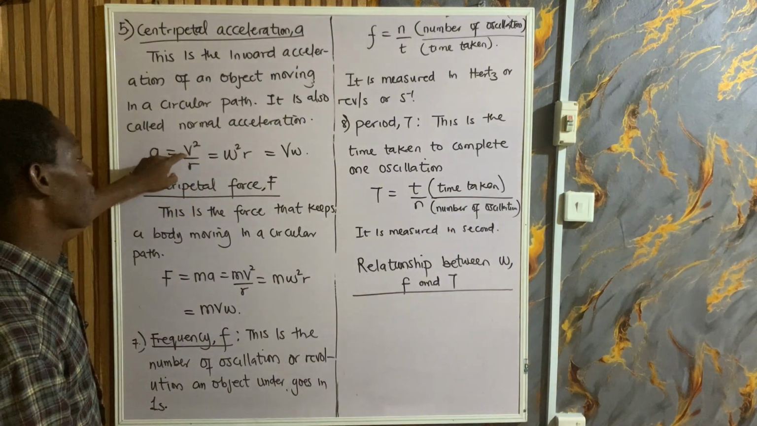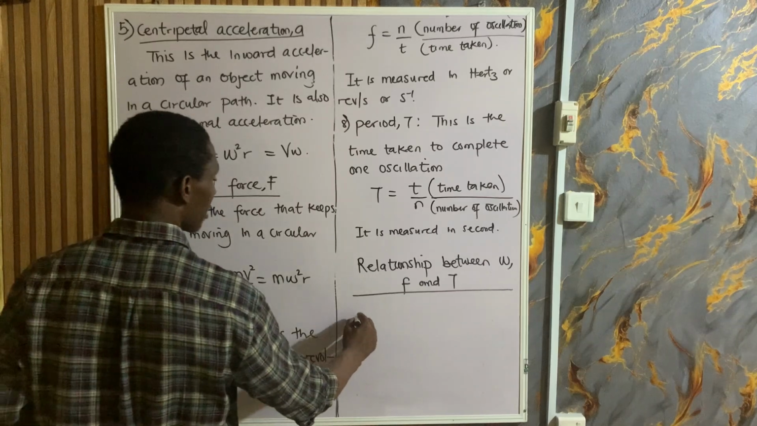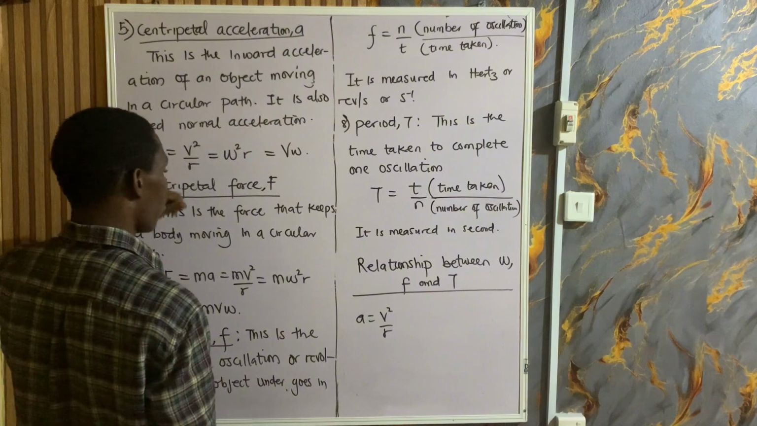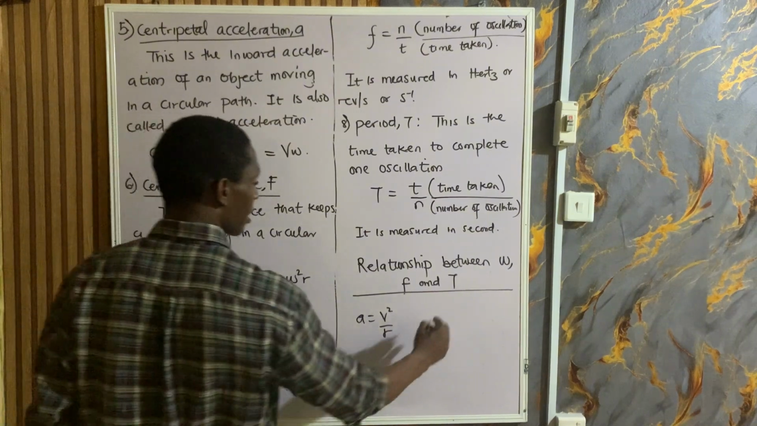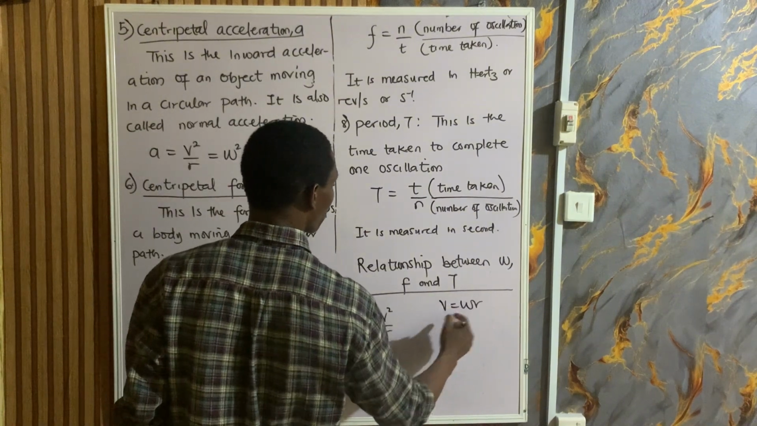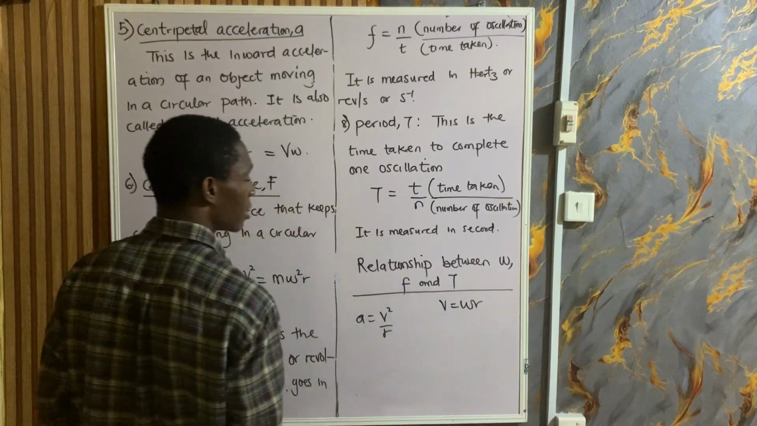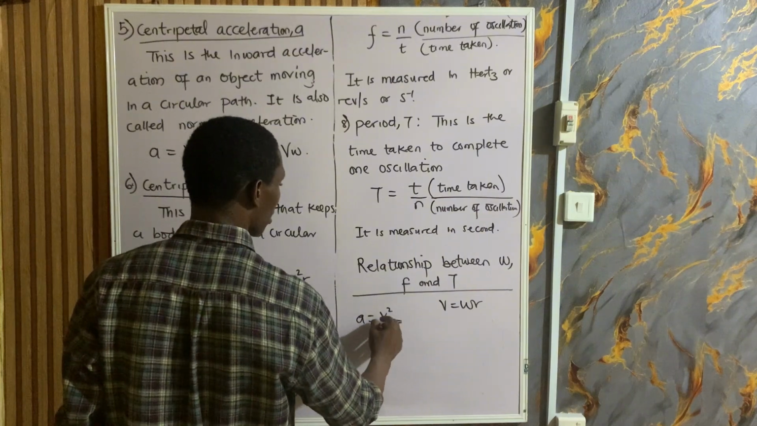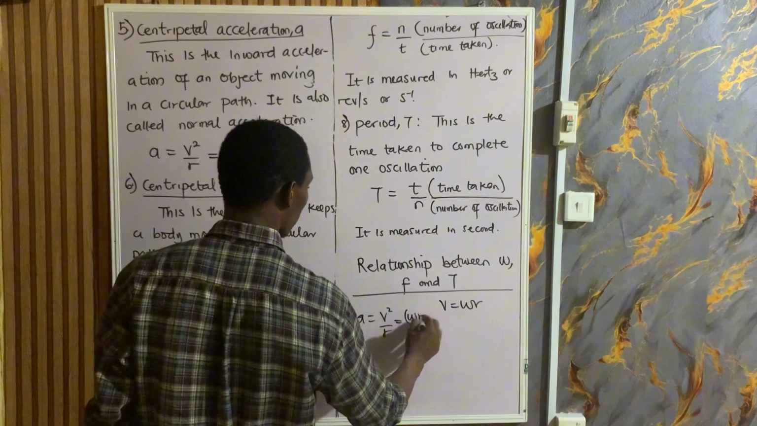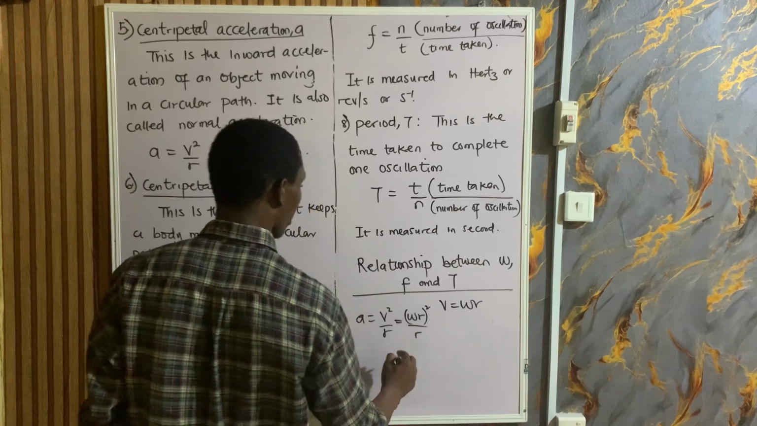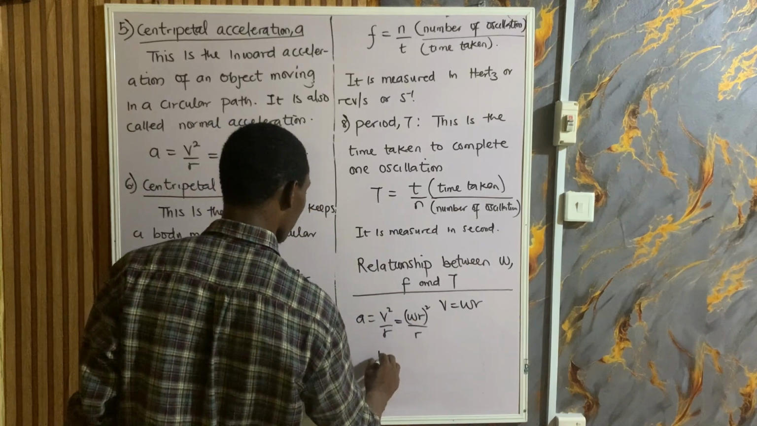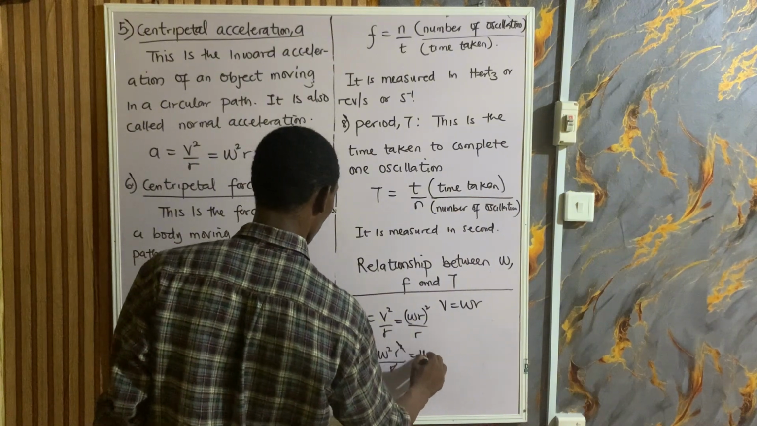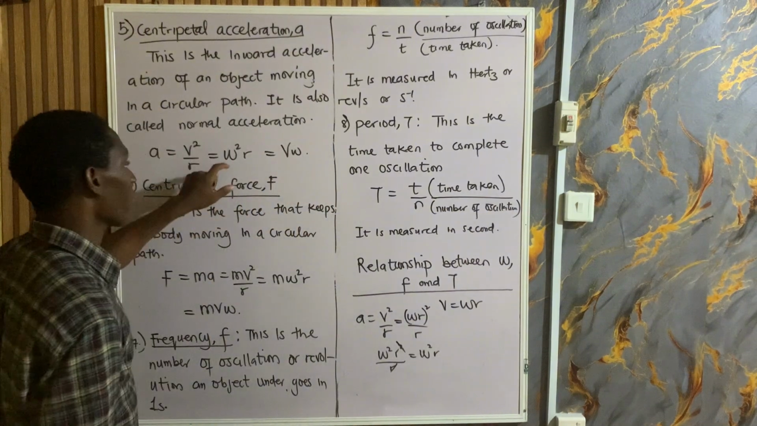We can substitute for V. Like I said, A is V squared over R. But remember, we gave V previously as omega R. The relationship between linear speed and angular speed is V is equal to omega R. If we substitute that here, instead of V we have omega R all squared over R. If we open this bracket, we have omega squared R squared over R, and R eliminates one of the R here. So you get omega squared R. That accounts for this second formula.